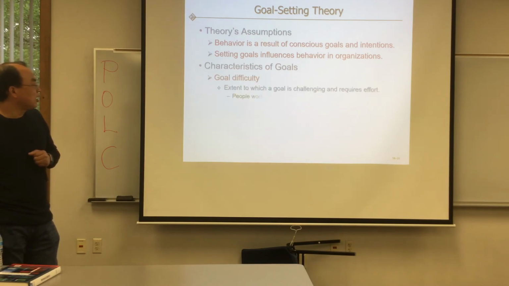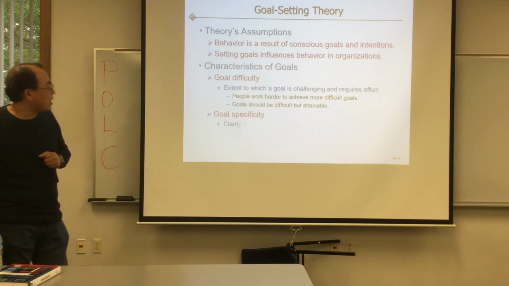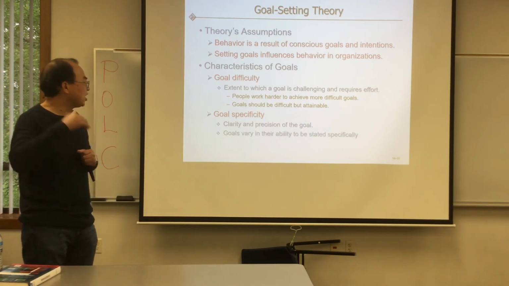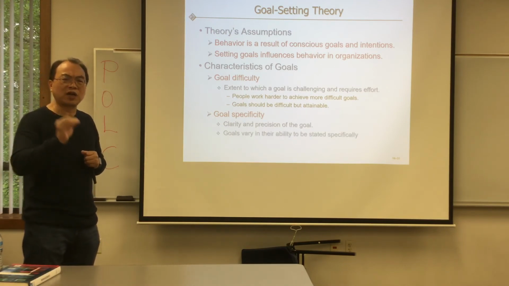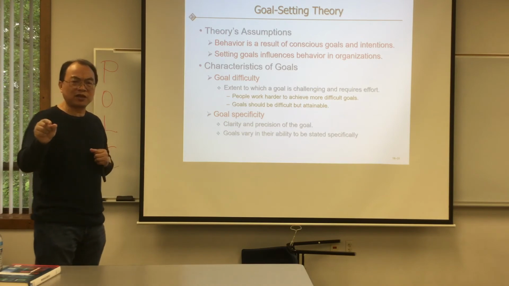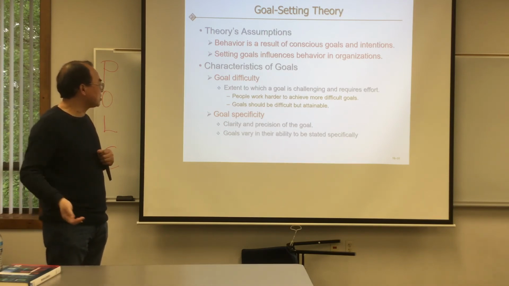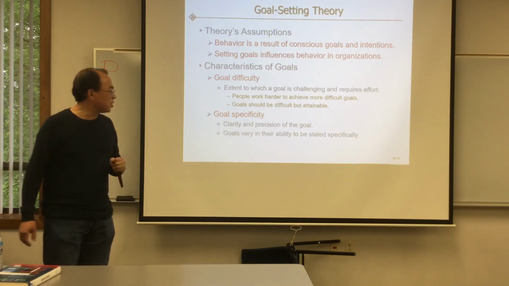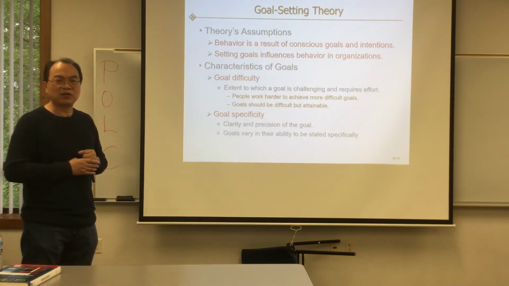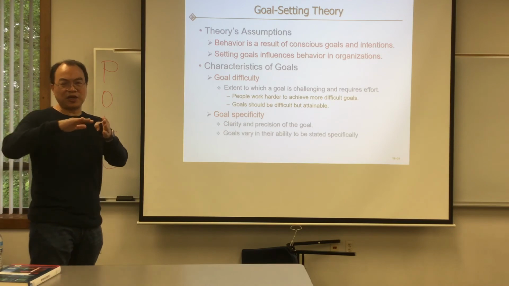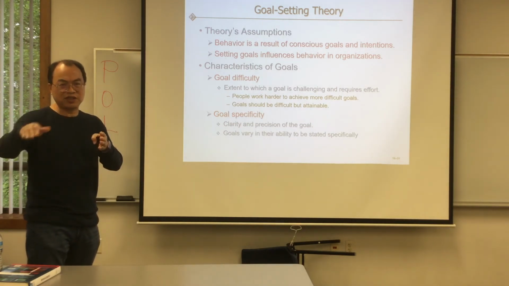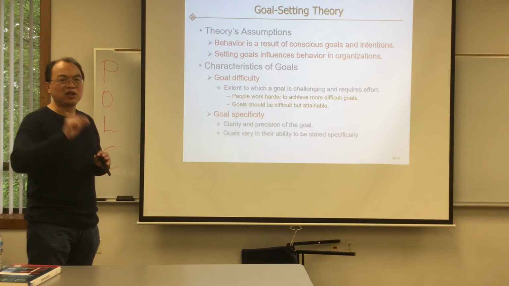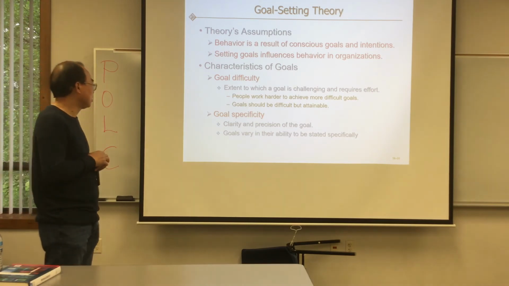But sometimes it is very hard to set a clear goal. Remember we talked about SMART goals for companies before: specific, measurable, achievable, relevant, and time-bound, right? But it's also very hard sometimes. People work harder to achieve more difficult goals. Goals should be difficult but attainable. If I have an A here, I cannot make it too difficult, or you can't even achieve it, right? So it's really important to have a reasonable goal there.